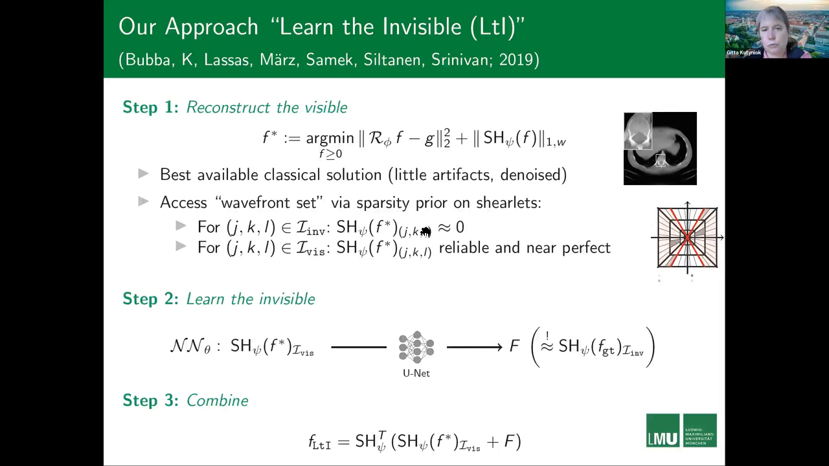And what we observe is that some of these coefficients, so these are, again, inner products between my F star and shearlet elements, which are indexed by these j, k. For some indices, these inner products are almost zero, and for others, which are maybe the visible ones, this is reliable and nearly perfect.